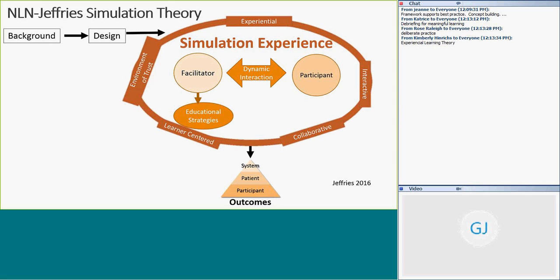I think one of the most exciting changes that I've noticed in this theory is the outcomes piece. So the original work really focused on participant outcomes, and Jeffries suggested that, while it was focused initially on participants, that certainly wasn't the only outcome, and this new framework has optimized that, if you will. So there are certainly participant outcomes, but also patient outcomes, improved patient safety, and systems improvement that can be part of simulation as well.